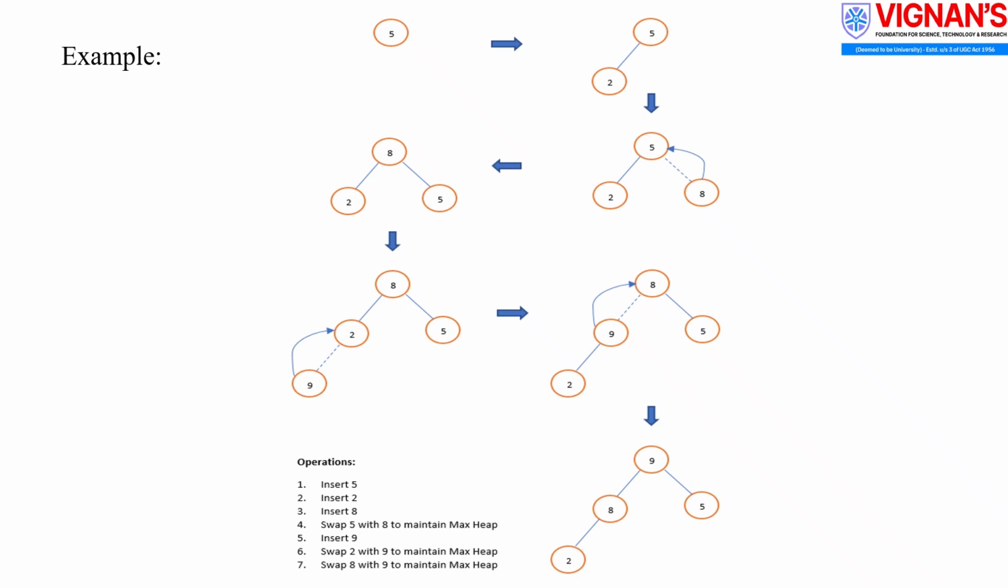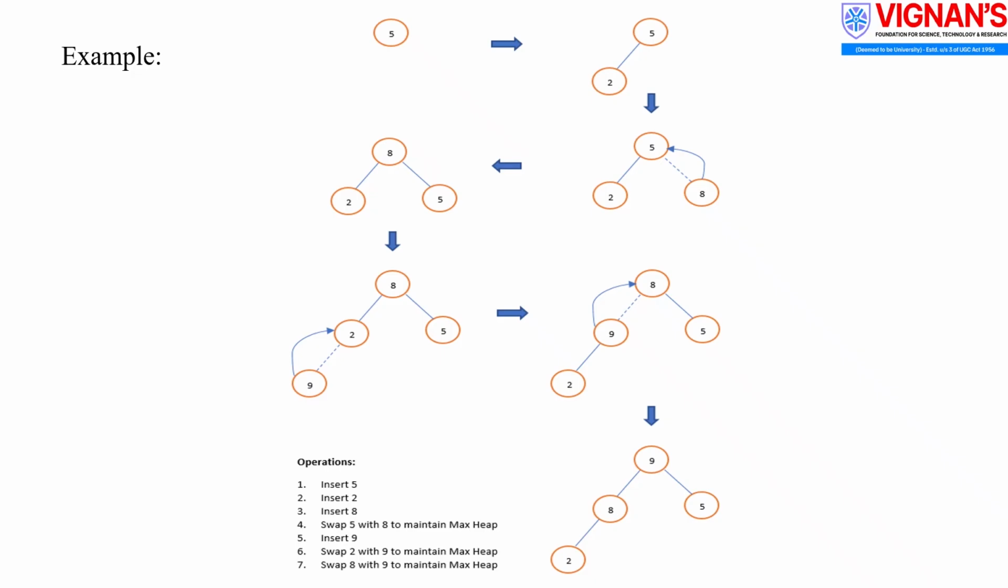Example for max binary heap. Let us understand the construction of a max binary heap using insertion operations. First, insert 5. Since the heap is empty, 5 becomes the root node. Next, insert 2. The element 2 is added as the left child of 5. The max heap property is satisfied, so no swap is required.